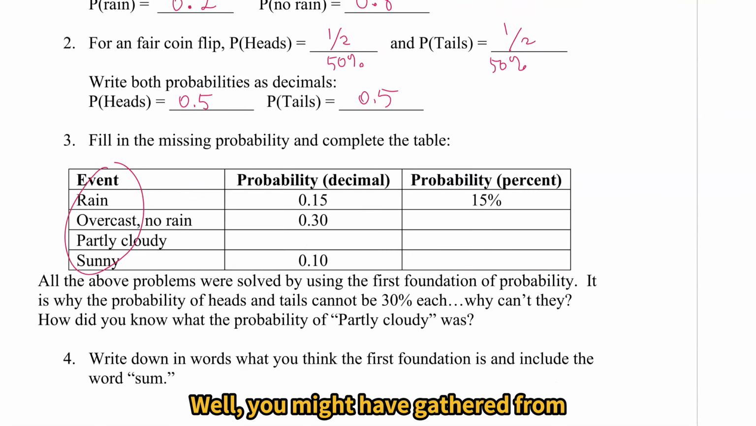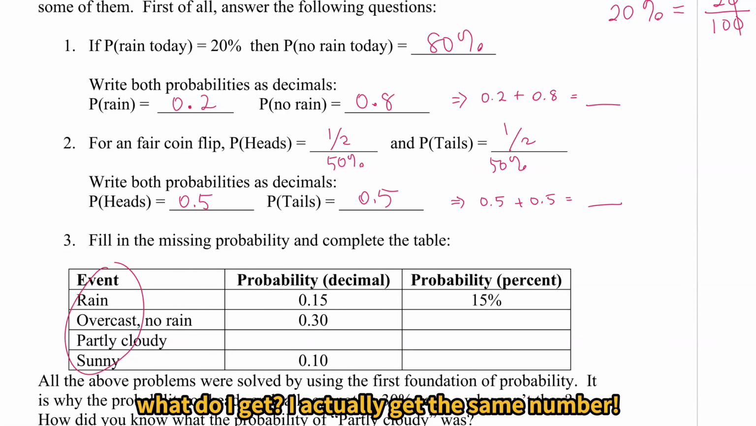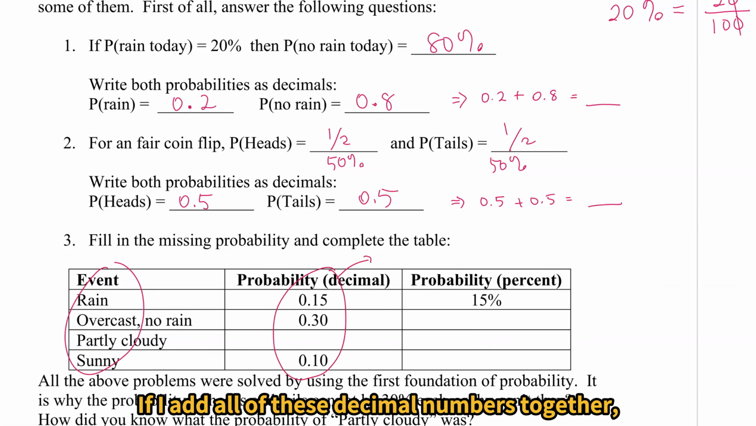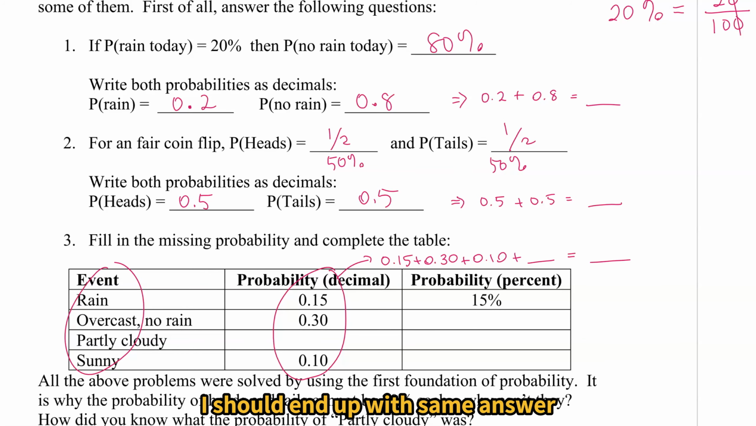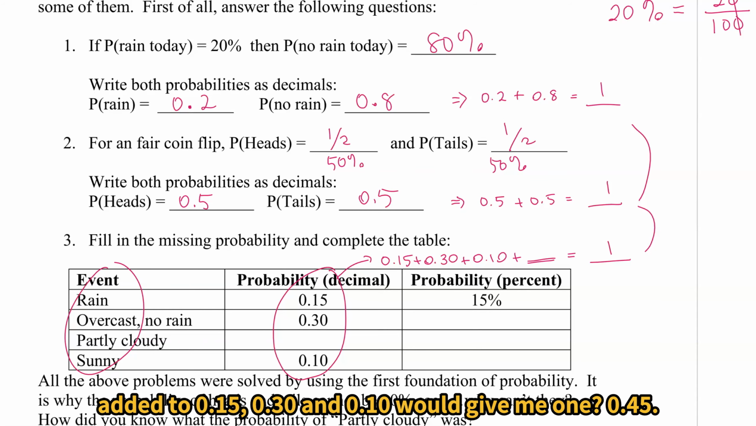Well, you might have gathered from some of these problems up here, if I add 0.2 and 0.8, what do I get? Or if I add 0.5 and 0.5, what do I get? I actually get the same number. The same thing's going to happen down here. If I add all of these decimal numbers together, plus my unknown, I should end up with that same answer. Yeah, it's 1. So what number added to 0.15, 0.30, and 0.10 would give me 1.45?